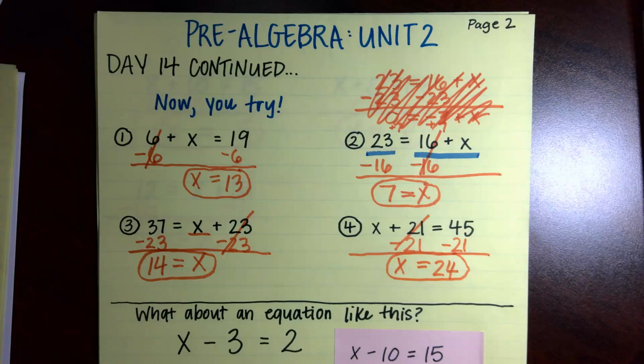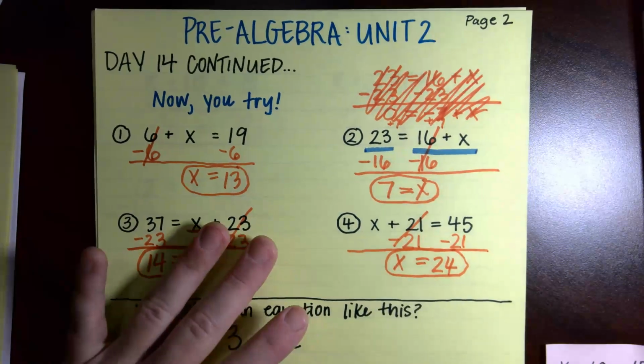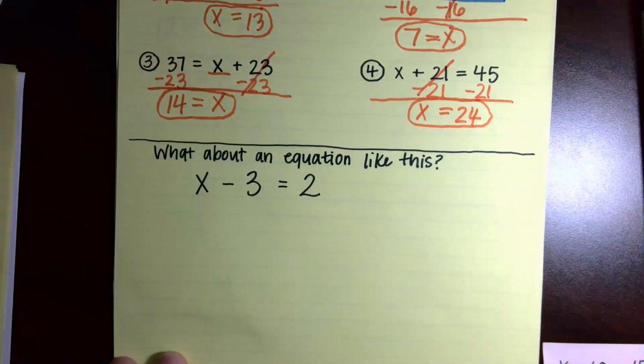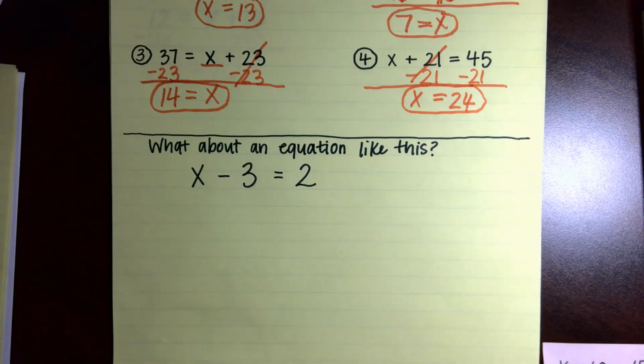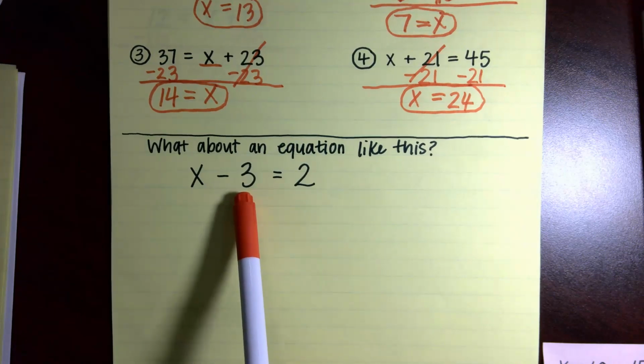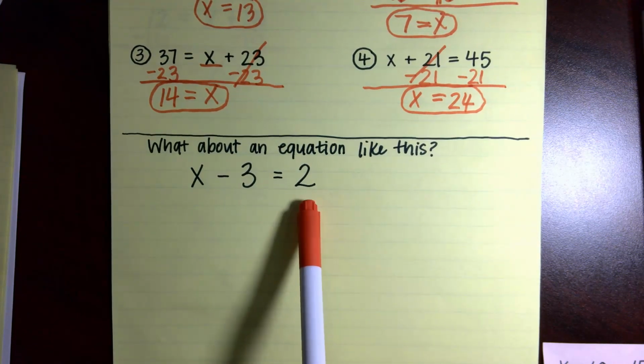Okay. How are we feeling about that whole process? I feel better now. Feel better now? Good, good. Okay, I'm going to throw you something different now. What about an equation like this? We're not doing x plus a number, we're doing x minus a number now. So my problem here is x minus 3 equals 2.